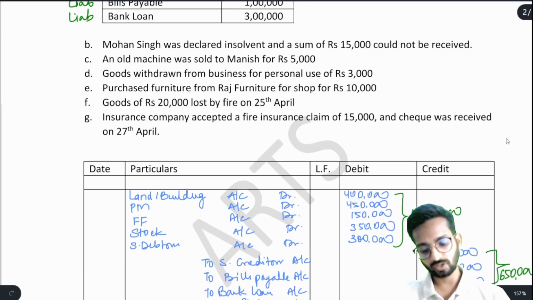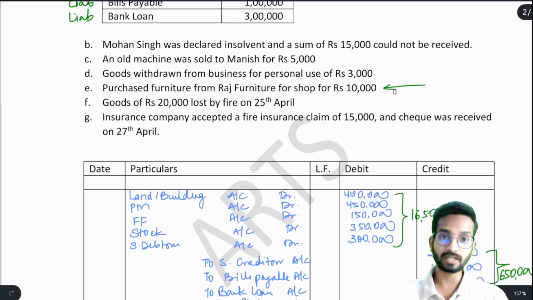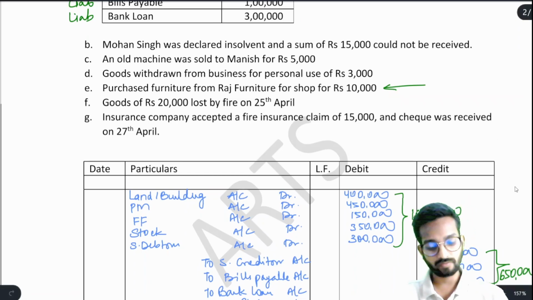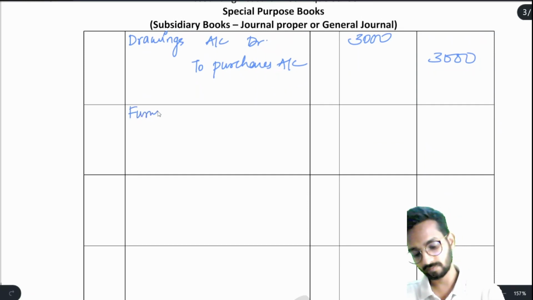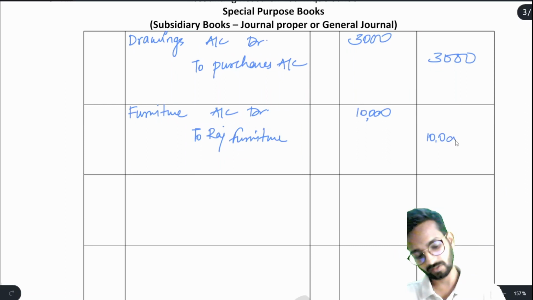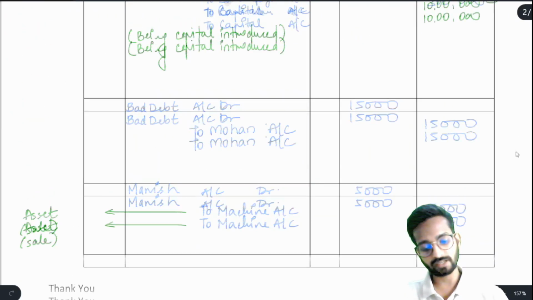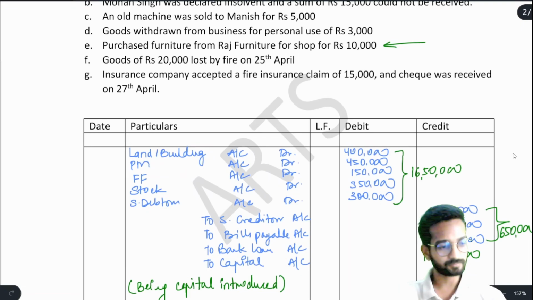After this, goods withdrawn is done. Purchased furniture from Raj Furniture for shop rupees 10,000. Remember, cash we have not paid. It is not mentioned that we have paid the cash. So we will write: furniture account debit to Raj, furniture rupees 10,000. We have to write narration for each and everything. Please do not forget it.